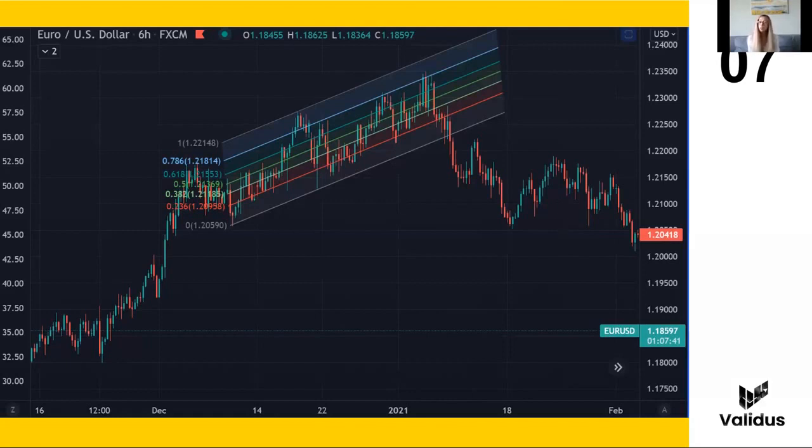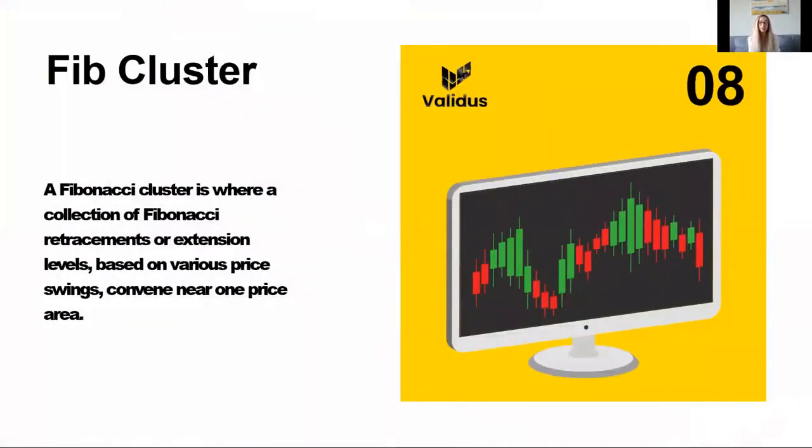Okay, next, Fib clusters. What are Fibonacci clusters? A Fibonacci cluster is where a collection of Fibonacci retracement or extension levels based on various price swings convene near one price area. The theory of a cluster is that if multiple Fibonacci extension or retracement levels are near the same price, that price is likely to be an important support or resistance area. A trader then can potentially take a trade near that level.